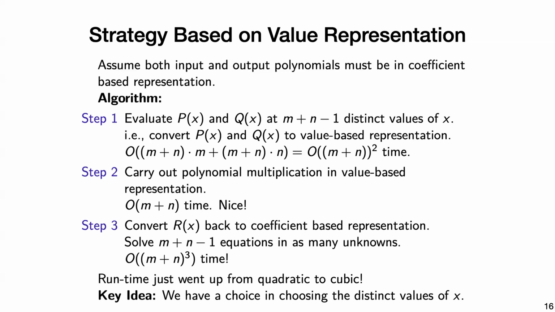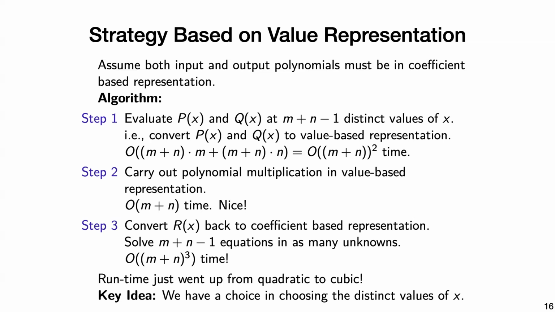And finally, we convert r of x back into the coefficient representation. We can do this through systems of equations. It's not ideal. Naively, it would take cubic time in m plus n. So we want to reduce these times. At first, it seems like we didn't improve anything. Actually, it seems like we did worse, because if we just did the regular distributive way, it would take this m times n time to do the multiplication. So yeah, we reduced this down to linear, but the other steps cost more than that.